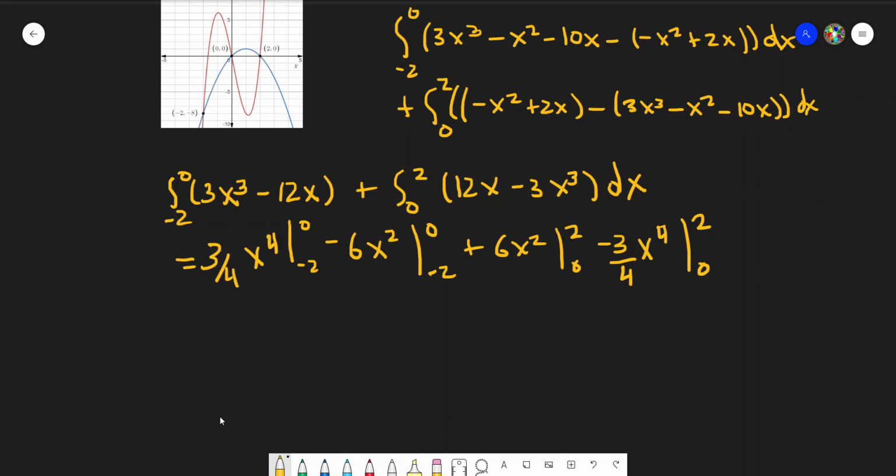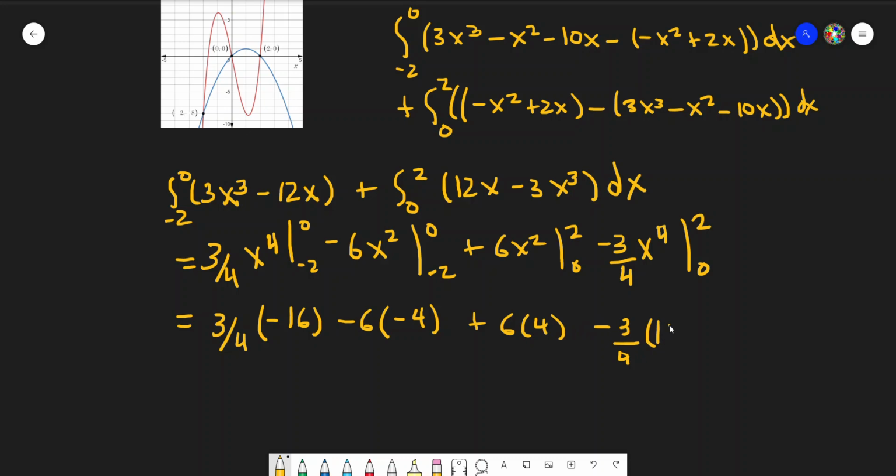We know that if you plug in 0, it's just going to be 0, but we're going to put 3/4 multiplied by -2 to the 4th power, which is 16, but it's actually -16 because you're taking the difference. Similarly, you have -6 times -4, because you're taking the difference again. And then you have 6 times 4, and then minus 3/4 multiplied by 16.